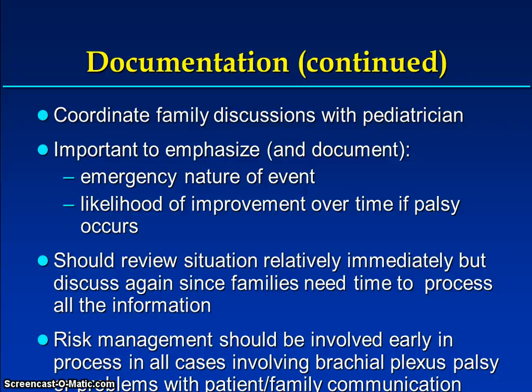Certainly, you would review what went on immediately, but I think it's also important to go back at a later time, because families usually need time to process all the information, particularly if there have been a lot of people that have come into the room during the delivery and all of a sudden everyone leaves and they're not really certain what all went on and why it occurred. If there is evidence of a likely brachial plexus palsy, risk management should be involved early in the process in all cases, or particularly if problems with patient and family communication appear to be occurring.